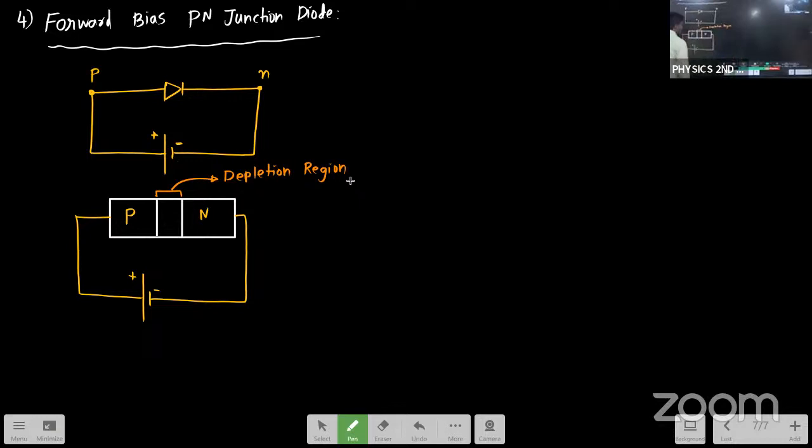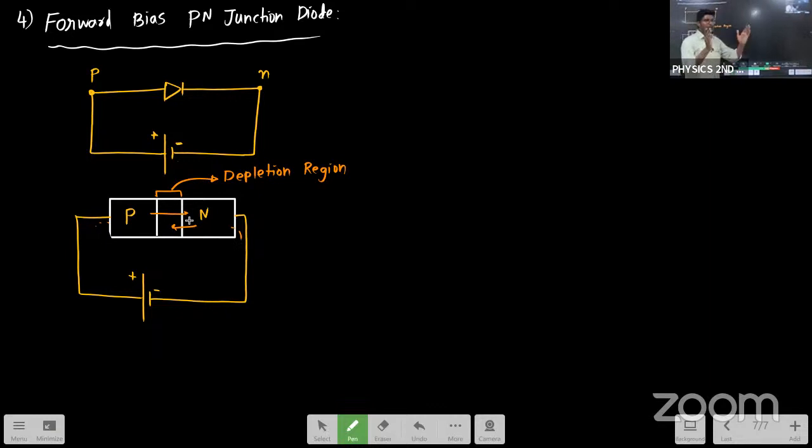Now, in p side, what are the majority charge carriers? In p side, we are having holes as majority charge carriers. In n side, we are having electrons as majority charge carriers. Can the electrons come towards the negative terminal of the battery? No. Can these holes come towards the positive terminal of the battery? No, because electrons are negative charge carriers. So negative charge and negative terminal of the battery will repel each other. So electrons will try to go towards p region, and holes will try to come towards n region.